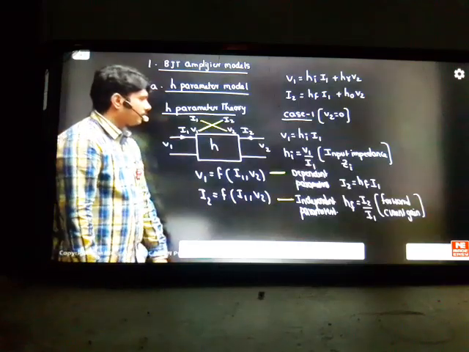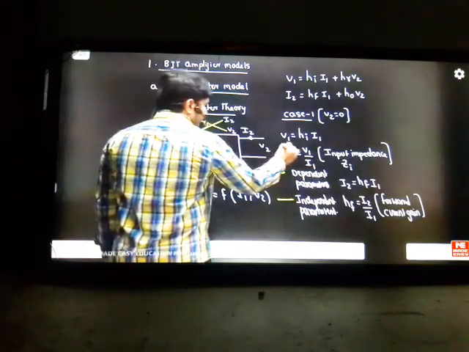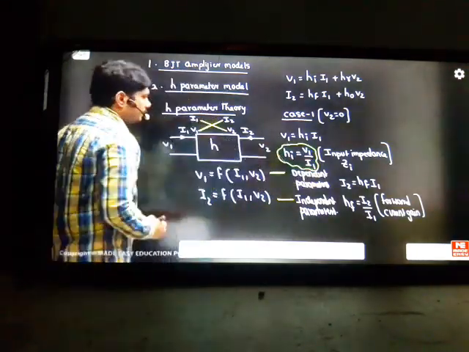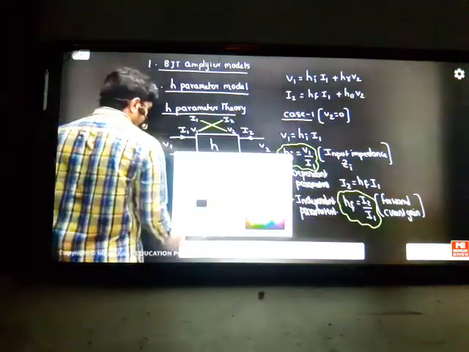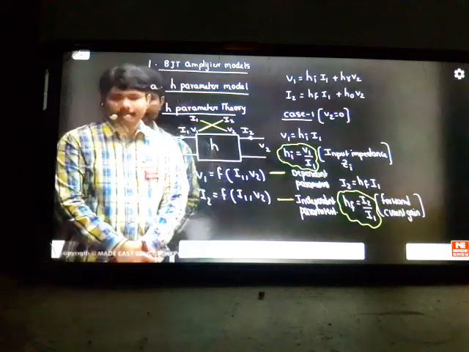So we got two definitions in the class. One is HI. Highlight these two formulas, which are important for our course. HI is V1 by I1, which is input impedance. Next formula we got is HF, that is I2 by I1, forward current gain. So these are the two formulas we have completed in the course.